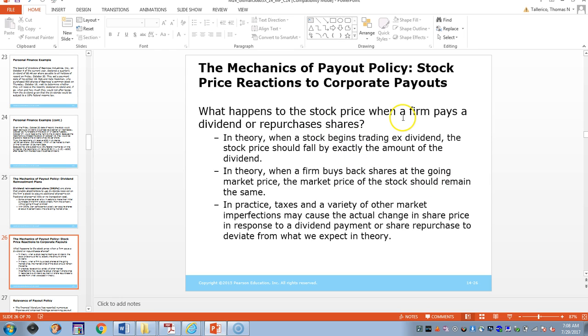So what happens to the stock price when the company pays a dividend or repurchases shares? When a stock begins trading ex-dividend, the stock price should fall by exactly the amount of the dividend. In theory, when a firm buys back shares at the going market price, the market price of the stock should remain the same. In practice, taxes and a variety of other market imperfections may cause the actual change in share price in response to a dividend to deviate from what we expect in theory. So in theory, the price should drop by the amount of the dividend, but that doesn't always happen. This is all very theoretical, when they talk about the price going down.